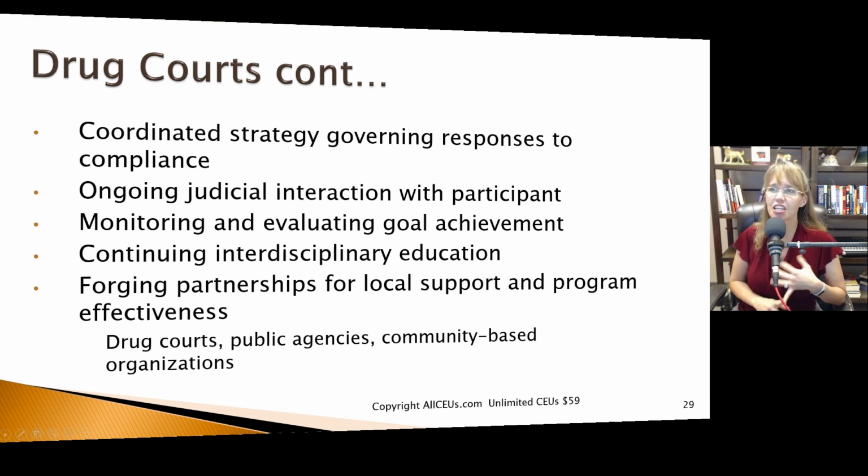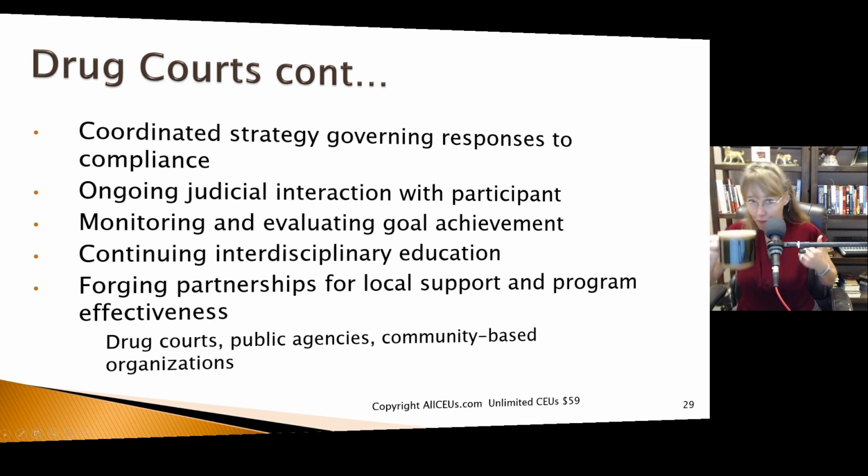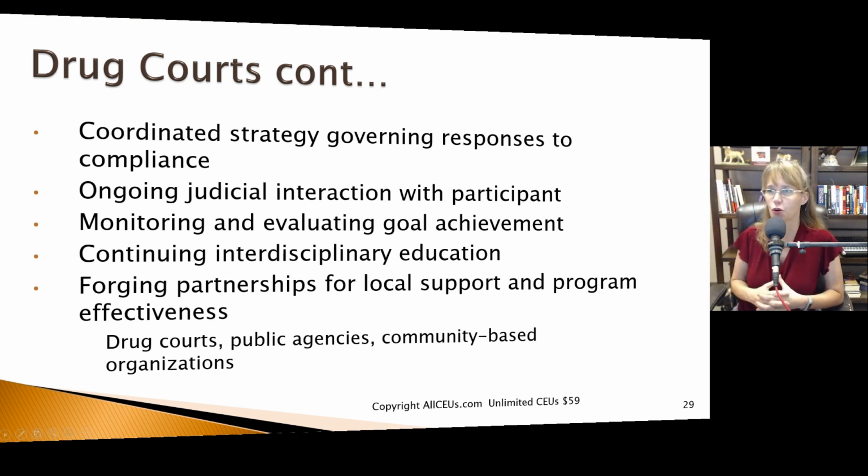There's a coordinated strategy governing responses to compliance or non-compliance. There are very specific sanctions for testing positive or not going to treatment. There's ongoing judicial interaction with the participant that actually tends to promote self-esteem as they move through the drug court process. People start developing a sense of empowerment, and they also, my experience has been, develop a much different relationship with the judges and the criminal justice system when they go through a drug court.